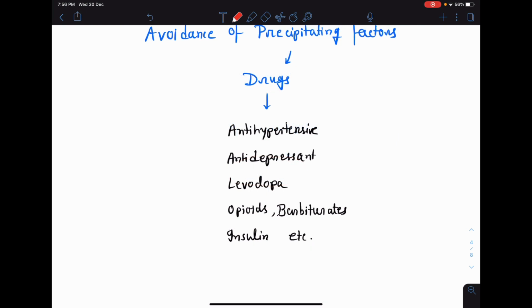For example, antihypertensive drugs, antidepressants, levodopa, opioids, barbiturates, insulins. These are a few common drugs, and there are many other drugs which can precipitate orthostatic hypotension. So we should be very cautious giving these drugs to a patient with autonomic dysfunction, and as far as possible we should avoid them.